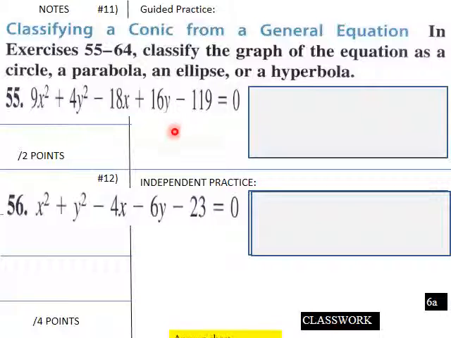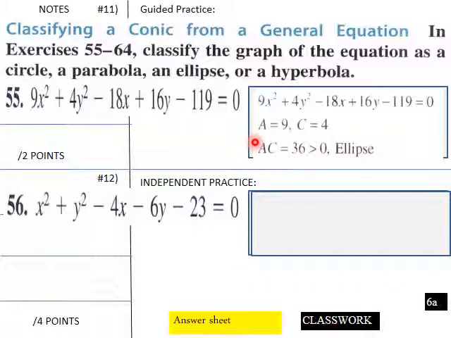So from this equation here, what kind of conic would it be? It'd be 9x squared plus 4y squared minus 18x plus 16y minus 119 equals 0. A equals 9, and then our C equals 4 here. So AC equals 36, which is greater than 0. So we know it's an ellipse just by looking at it.